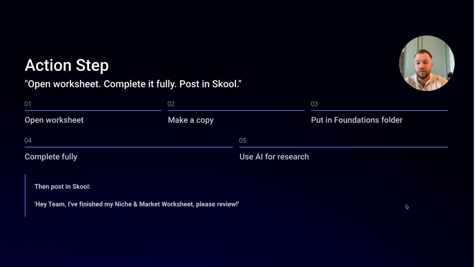And then you complete it fully, you use AI for research, and then post in the school community, hey team, I finished my niche marketing worksheet, please review, and give us the link to it. Paste the link in it so we can go to it immediately. Now, I could make this module 4 hours. I'm just being very honest. I don't want to make it 4 hours because assuming you already have some clarity about your niche, I want to make it as efficient as possible for you so you get a better idea of who you're targeting.